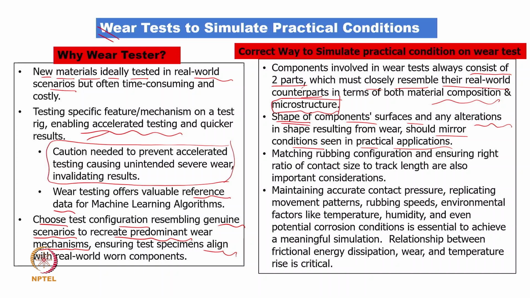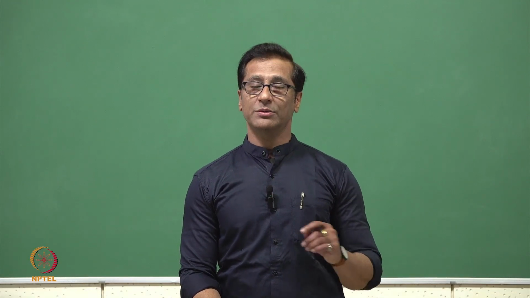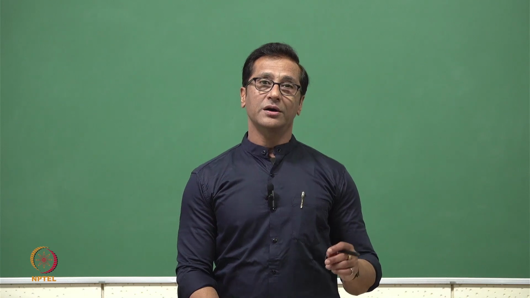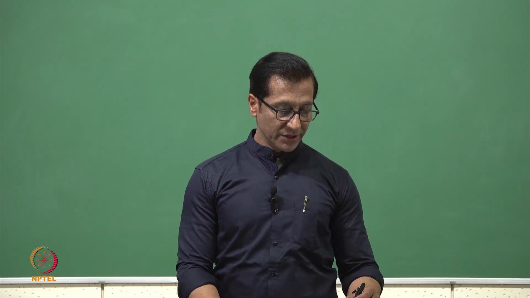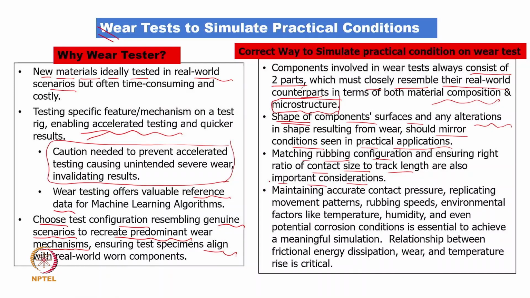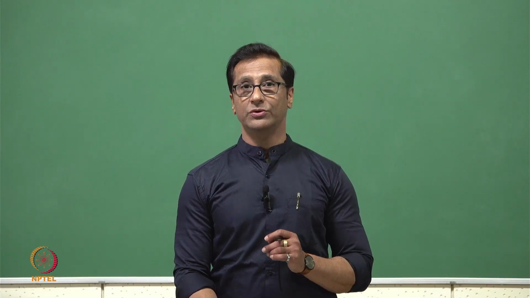Not only this, we need to keep the rubbing configuration, or maybe the contact ratio. Even the contact patch should be more or less the same. It should not drastically change. It should not happen that, when we are testing, the contact patch is almost negligible compared to the practical situation, or very big compared to the practical situation. That should not happen. If it is happening, then an appropriate model or a scaling factor has to be utilized. If the scaling factors are not proper, then we will not be getting good results.